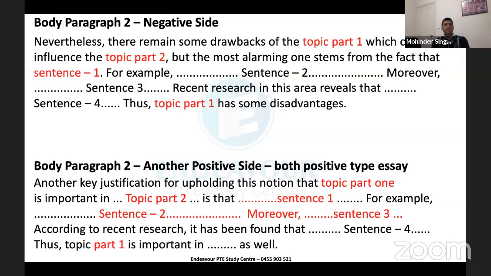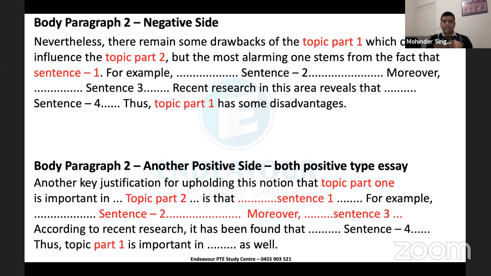Then again, an example sentence, moreover, or according to recent research, that's another sentence. And then you will conclude this with, this as well. So what we have seen here is every paragraph begins with a topic sentence and has its concluding sentence within that paragraph. If you look at the whole picture, every paragraph has a topic sentence and a concluding sentence.